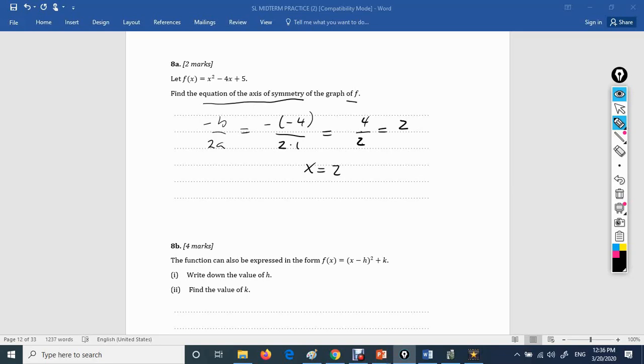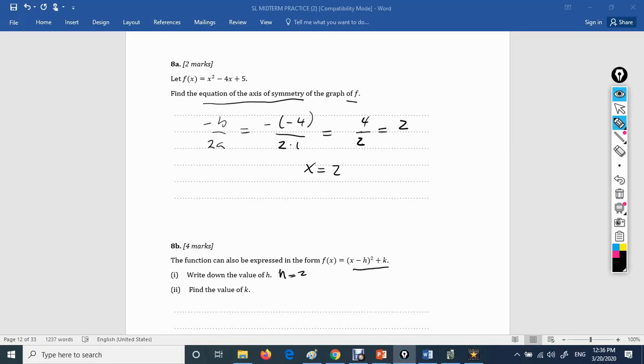All right. So let's go to 8b, and it says the function can also be expressed in the form f of x equals x minus h squared plus k. Now remember that this is the vertex form of the function. And they ask us to find the value of k. Well, h, we already know, is going to be 2, because that's the x-coordinate of the axis of symmetry.